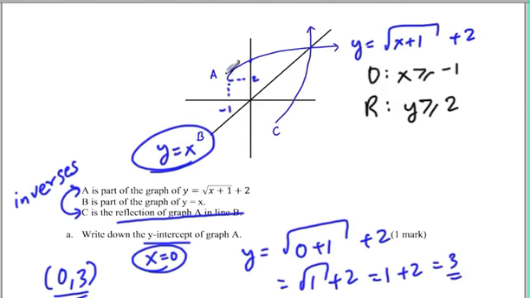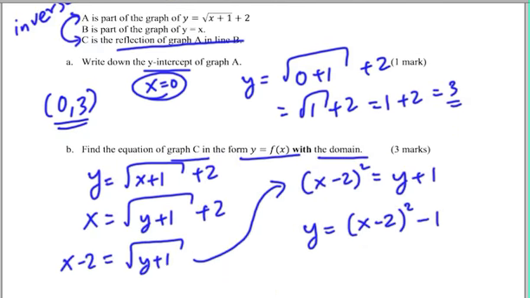So remember, since a and c are inverses of each other, and I'm asking to find the domain of c, the range of a must equal the domain of c. So what's the range of a? It's y is greater than or equal to 2. So what's the domain of c? It's going to be x is greater than or equal to 2. So the solution to this one is the domain right here, x is greater than or equal to 2. Okay? So that's how we do that one.